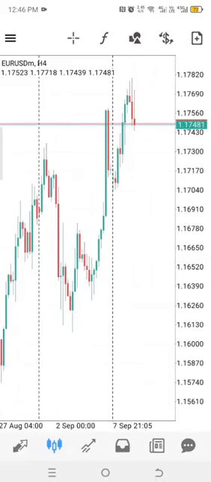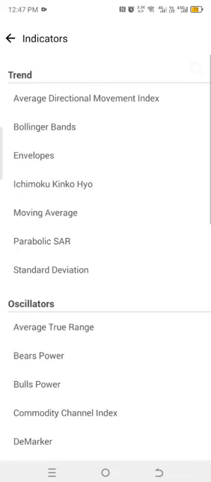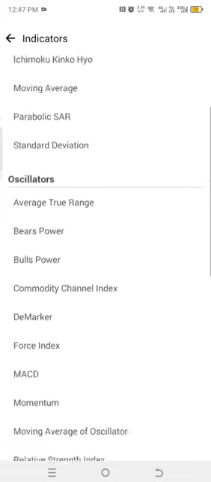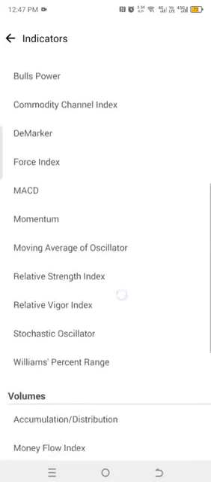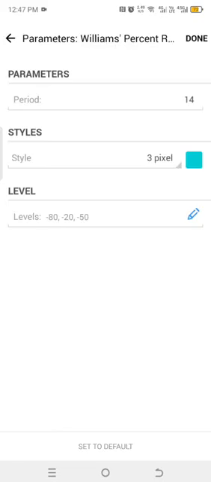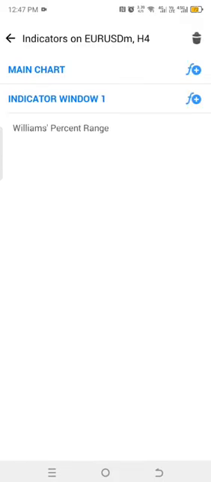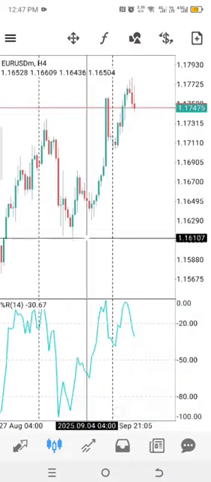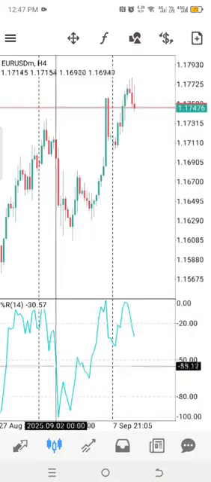The first indicator we're going to be working with is what we call the Williams percentage range indicator. Let's add it to the chart. The Williams percentage range. Yep, this is it. So we're going to be working with the parameters period 14, style 3 pixel, levels -80, -20, and -50. So we add that to the chart. Any color will do. So this is the Williams percentage indicator on the chart.